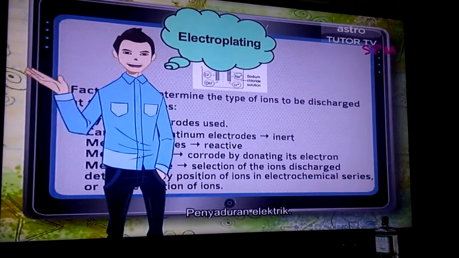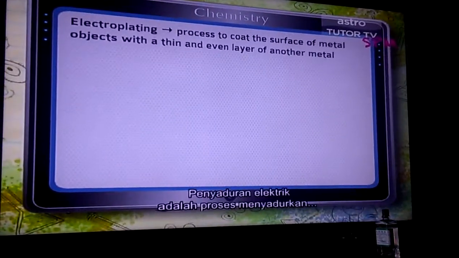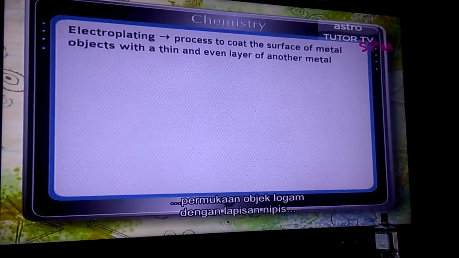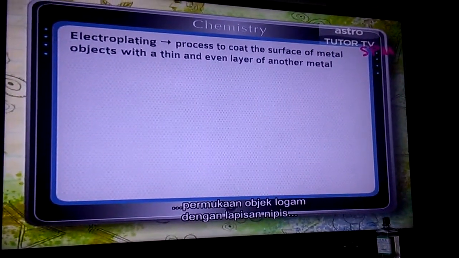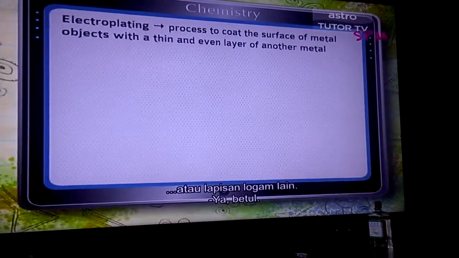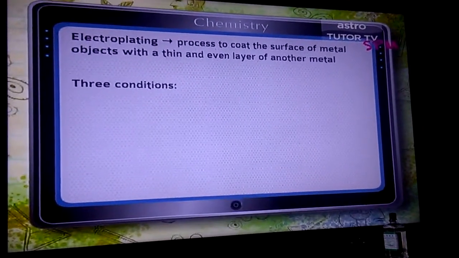Here's a cool concept: electroplating. I know that one! Electroplating is a process carried out to coat the surface of metal objects with a thin and even layer of another metal. Yup, there are 3 conditions in electroplating metals.